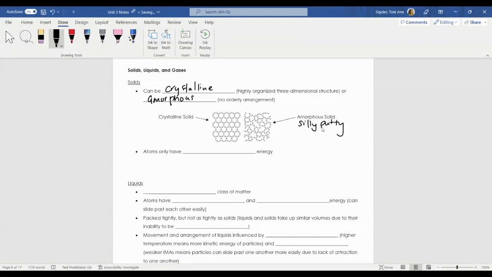Another example would be rubbers. Rubbers are amorphous solids. We have different types of waxes, and different plastics can also be amorphous. And of course, the particles in the solid state of matter have only vibrational energy. All they can do is vibrate back and forth, which is exactly what happens here. That's why the particles retain their shape: they can't slide past one another very easily.